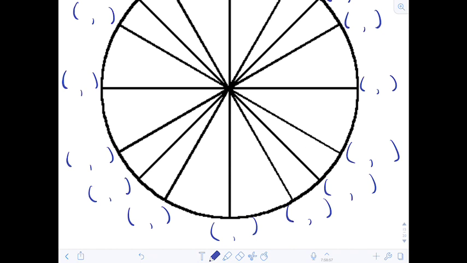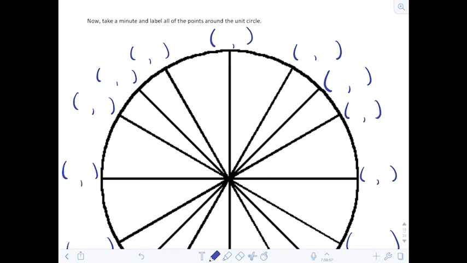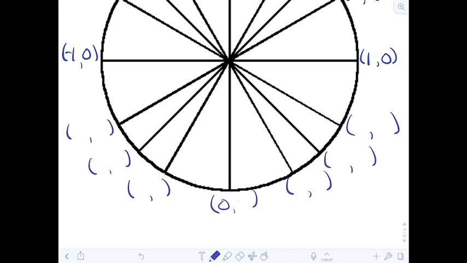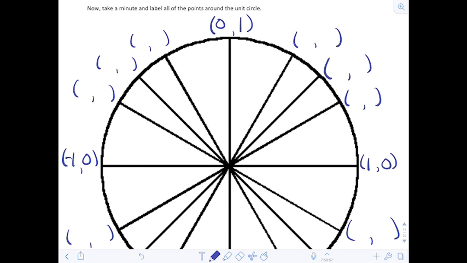Knowing this unit circle is going to help us find degree measures and exact values of these trig functions and the angles all the way around the unit circle. First thing we're going to do is label the quadrant points. So we know this is 1, 0, 0, 1, negative 1, 0, and 0, negative 1. The next thing we're going to do is go to each one of these parentheses and put divided by 2, divided by 2, divided by 2, all of them.